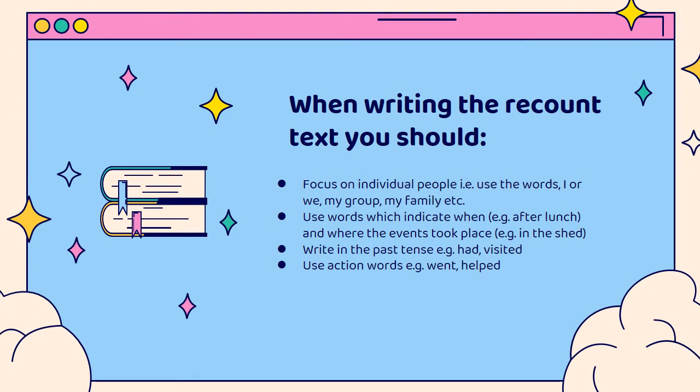When writing the recount text, you should, number one, focus on individual people. The example is use the word I or we, my group, my family, and etc. Number two is use words which indicate when, like after lunch, and where the events took place, like in the sea. Number three, write in the past tense. The example is had and visits. Number four, use action words. The example is went and helped.